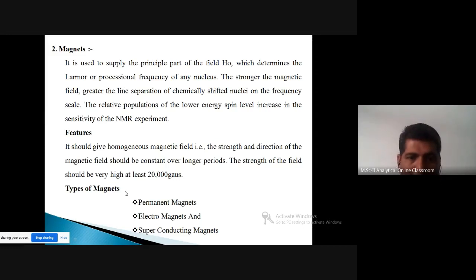Next point is the type of magnet. You can use in the NMR: one is the permanent magnet, second is the electromagnet, and third is the superconducting magnet. And nowadays, generally the second and third types of magnet, especially the superconducting magnet, are present in the NMR system. Okay.